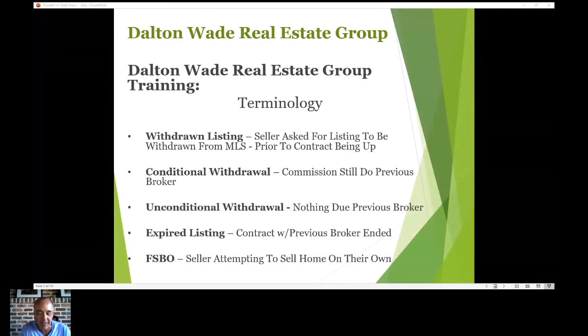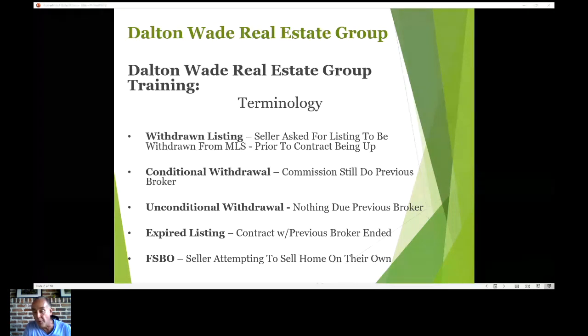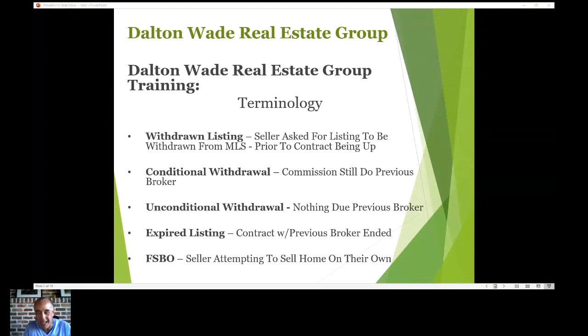So we're just getting going on the terminology. Withdrawn listing: the seller or agent wants it off before the expiration date. There's two types of withdrawn listings. Conditional means the broker is still owed money if that listing sells, because technically they're still under contract. So you don't want to be prospecting withdrawn conditional listings, right? Because they're really not completely fair game.